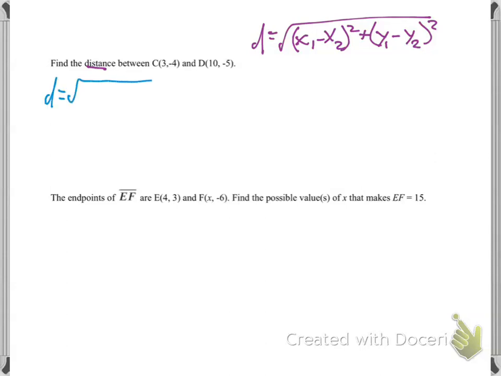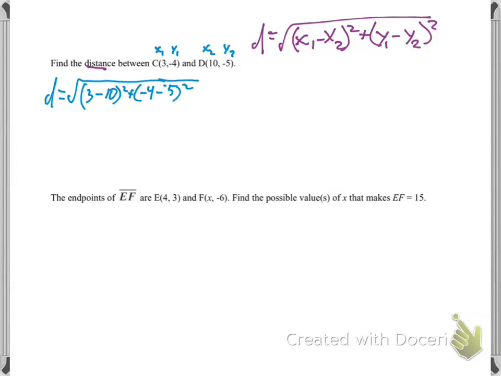D equals the square root of, we gotta decide which point is point 1 and which point is point 2. Honestly, it doesn't matter, not even a little bit. So we can just say that C is point 1 and D is point 2, because why not? So this would be x1 and y1, and this would be x2 and y2. Okay, so let's plug in here. We have x1 is 3 minus x2, which is 10, squared, plus y1, which is negative 4, minus y2, which is negative 5, squared.